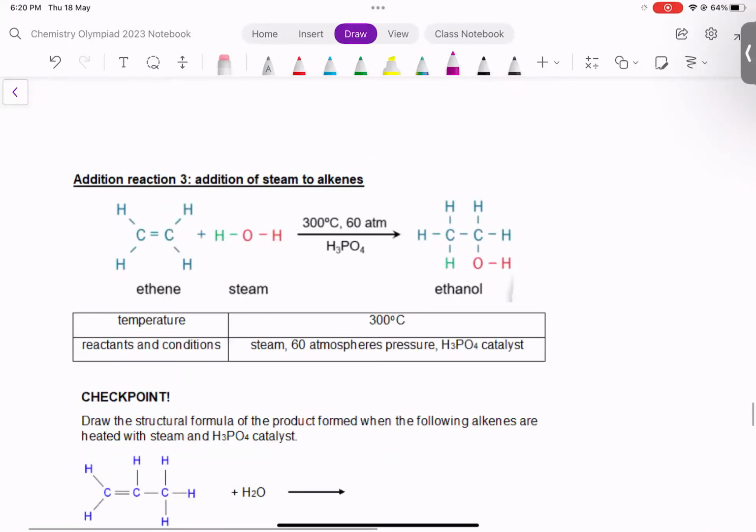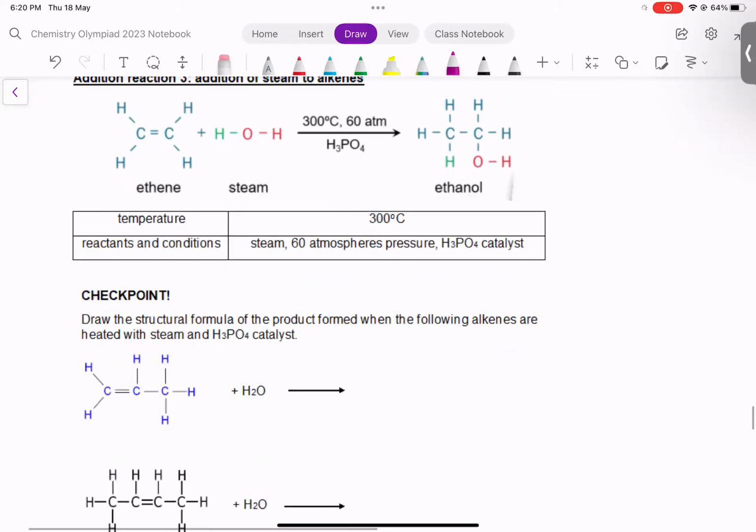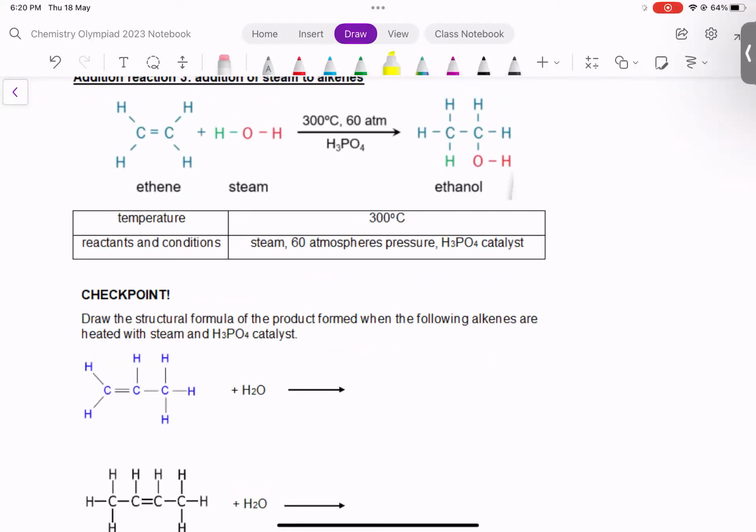Okay, so let's move on to the third addition reaction. So now that we have learned carbocations, we know the mechanism of electrophilic addition. We are now going to apply our knowledge to the addition of steam. Now, steam is basically H2O, right? Steam is what you get when you boil water. So it's H2O gas. Then you realize it splits into H and OH. That means the covalent bond between H and O in H2O has broken.